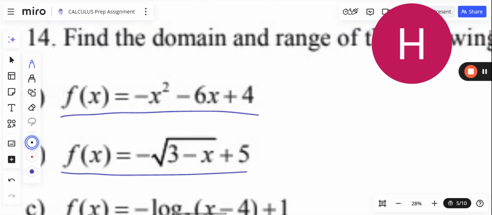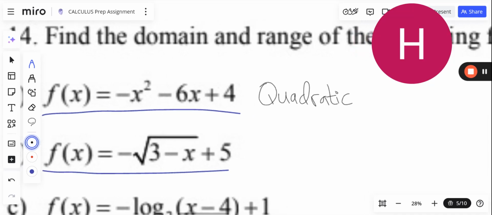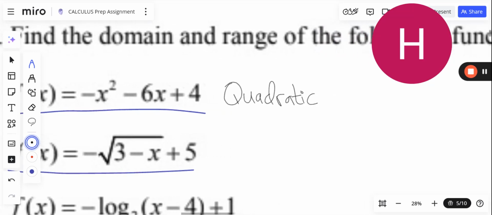This first one here, this is a quadratic function. And we know that the shape of a quadratic function comes from the parent graph x squared. So it's going to be a parabola. That's the name of the shape of the graph.